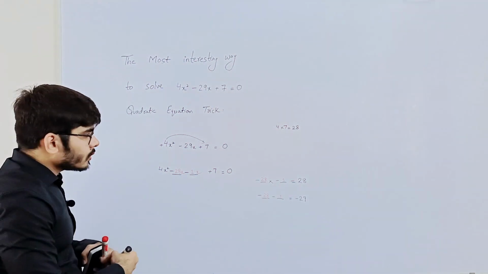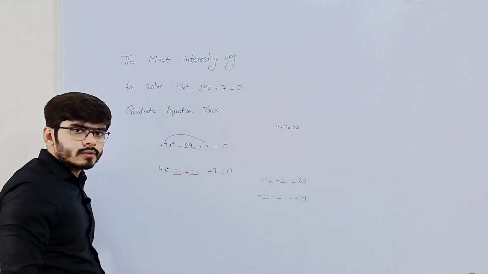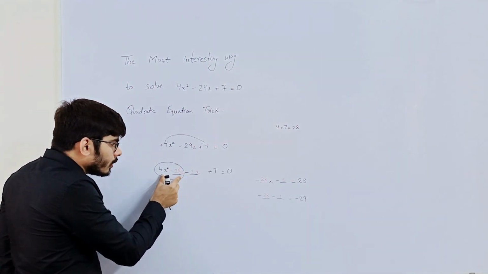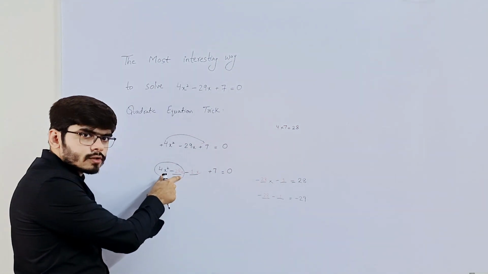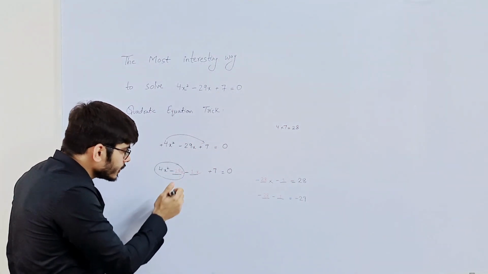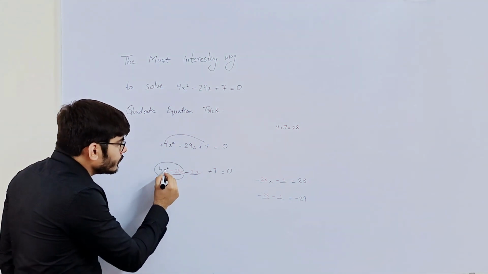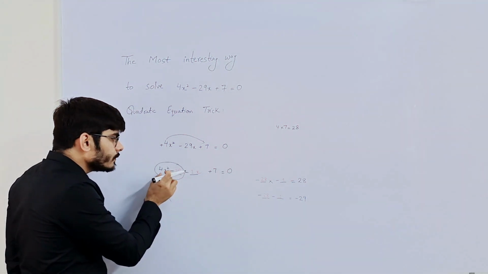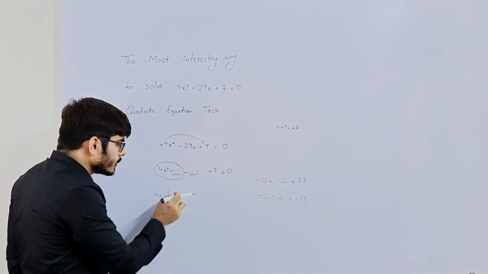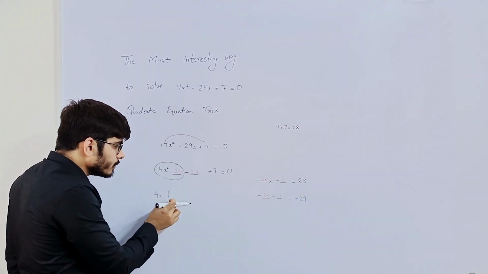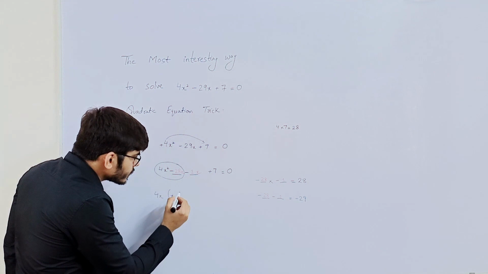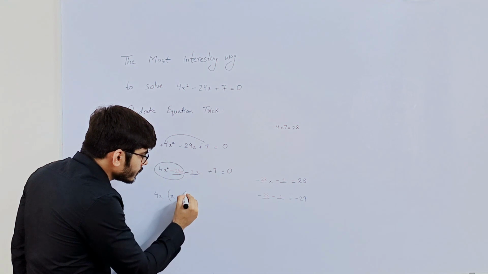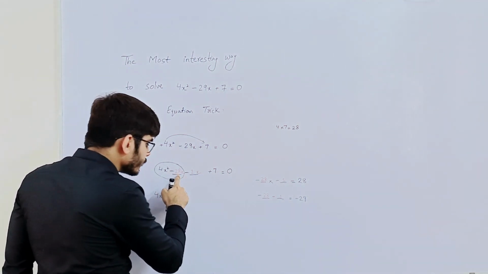Now the next step, because we are solving this quadratic equation by using the grouping method, you have to take common from the first two terms. The highest common factor between 4 and 28 is 4, and between x square and x, the highest common factor is x. So 4x is common between 4x square and minus 28x. Therefore we write 4x outside and make the bracket. 4x times x is 4x square, and 4x times minus 7 is minus 28x.